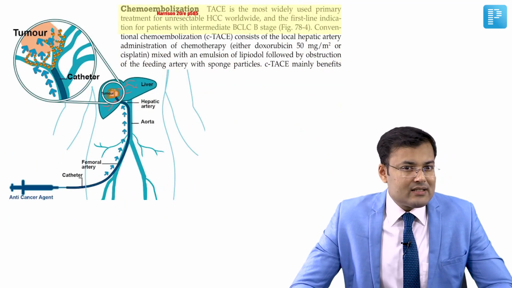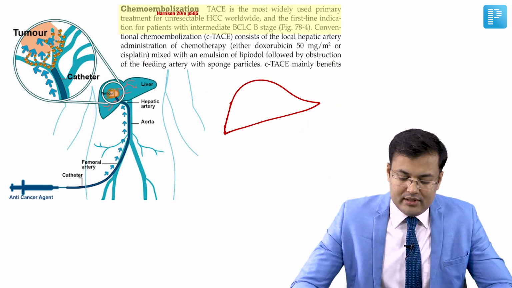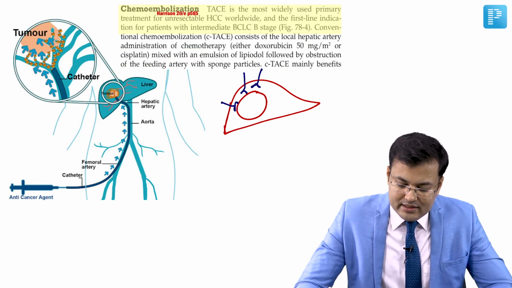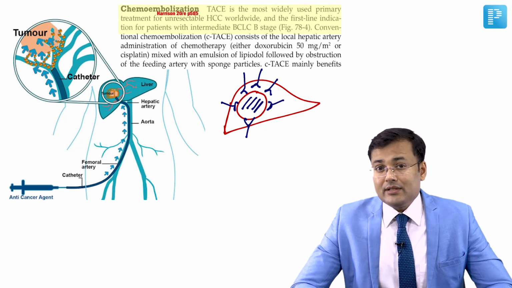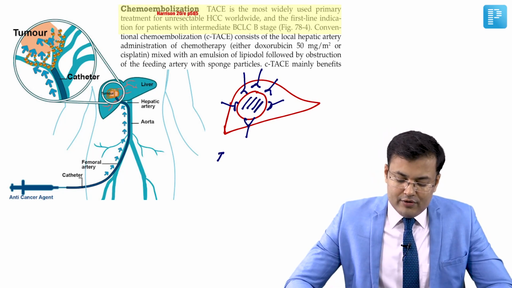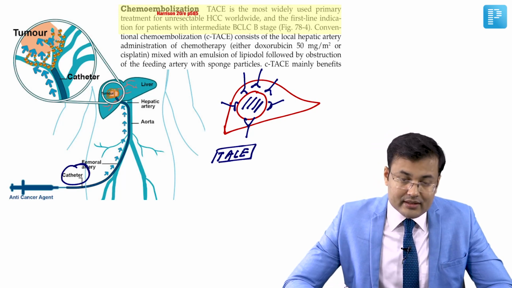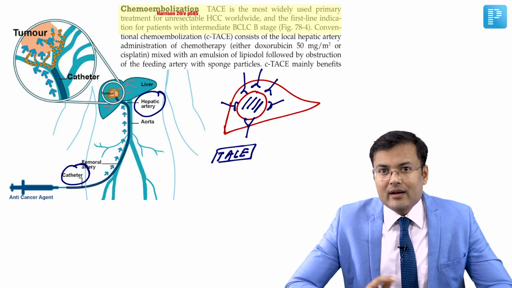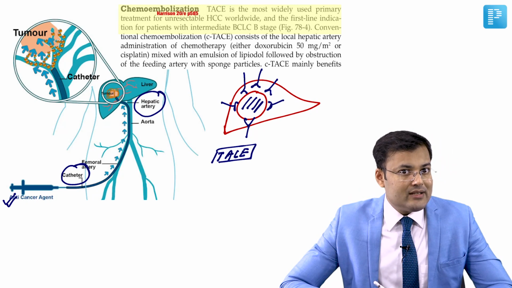Now see the TACE, trans-arterial chemoembolization. So it works on which principle? This is hepatocellular carcinoma. And you know, hepatocellular carcinoma is exclusively supplied by branches of hepatic artery. Simple. Exclusively supplied by branches of hepatic artery. So whenever you are going for trans-arterial chemoembolization, here you can see I'm inserting the catheter, and this catheter is finally going into which artery? Branch of hepatic artery. And via this you are going to give what? The chemotherapy agent, anti-cancer agent.